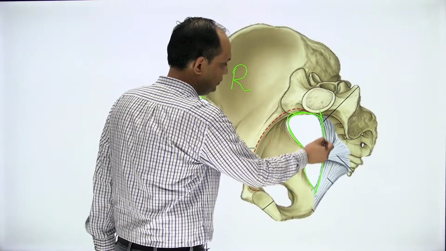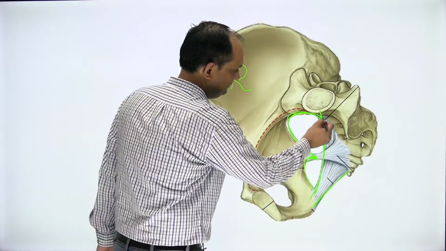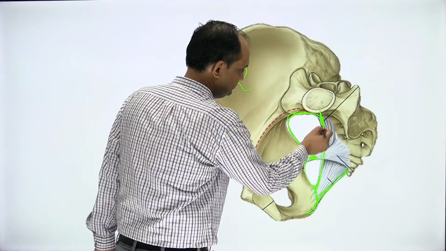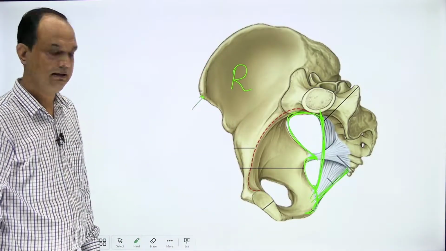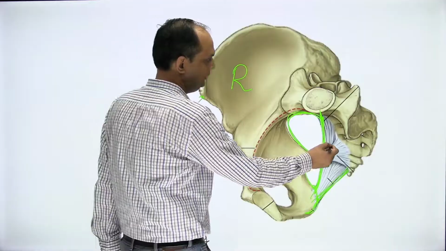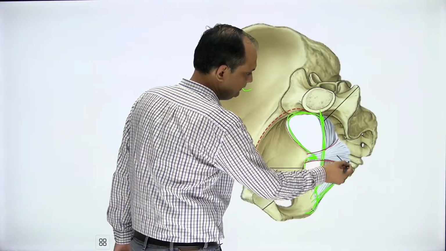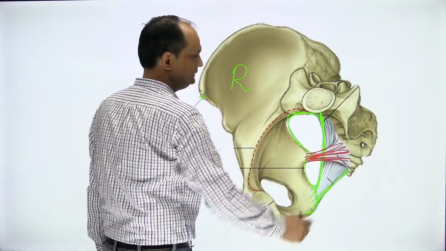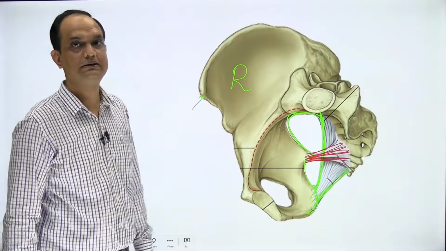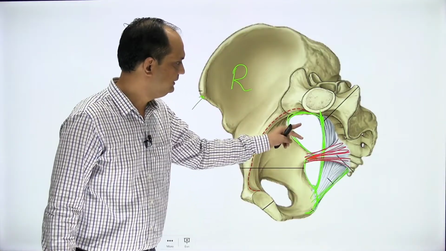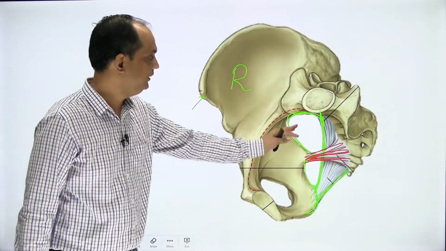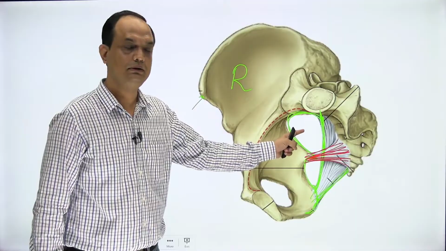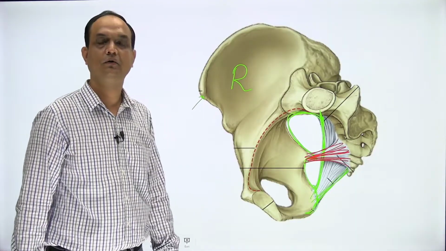This is the sacrotuberous ligament. This ligament connects the tuberosity of the ischium to the sacrum, which is why it is known as the sacrotuberous ligament. Then you have one horizontal ligament, between the ischial spine and the sacrum, known as the sacrospinous ligament. With the help of these ligaments, the two notches are converted into the respective foramina, known as the greater sciatic foramen and the lesser sciatic foramen.